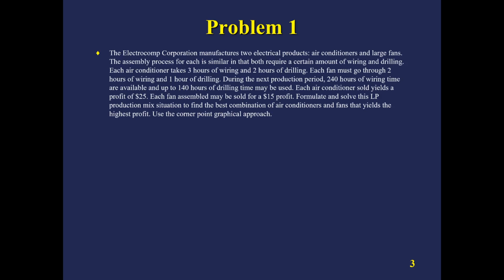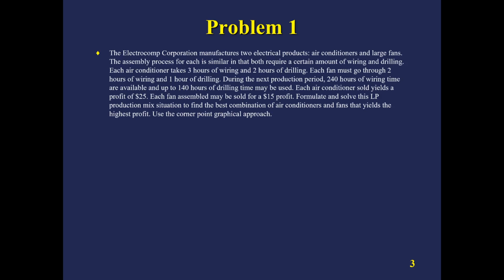During the next production period, 240 hours of wiring time are available and up to 140 hours of drilling time may be used. Each air conditioner sold yields a profit of $25. Each fan assembled may be sold for a $15 profit. Formulate and solve this LP production mix situation to find the best combination of air conditioners and fans that yields the highest profit. Use the corner point graphical approach.